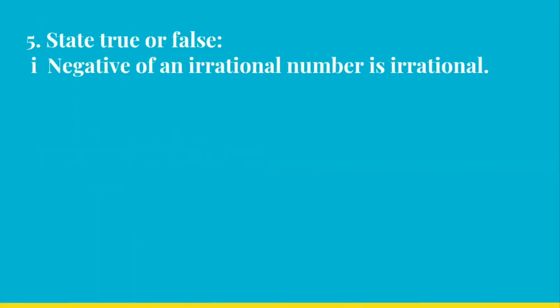State true or false. Negative of an irrational number is irrational. Yes. So let us take any irrational number. Let us take root 2. So negative of root 2 is minus root 2. So this is irrational. Correct? If I take root 3, the negative of root 3 is minus root 3. This is also irrational. So therefore, this is a true statement.